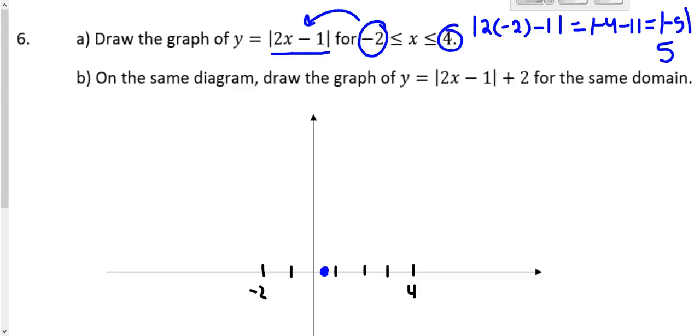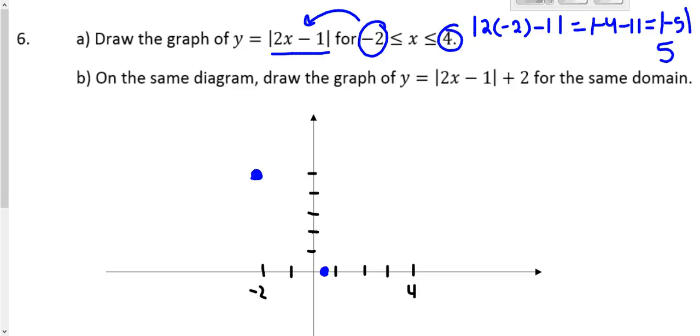So we need to go up to 5. So let's count that for now. 1, 2, 3, 4, and 5. And that is at -2 and 5. So there's our endpoint over there.